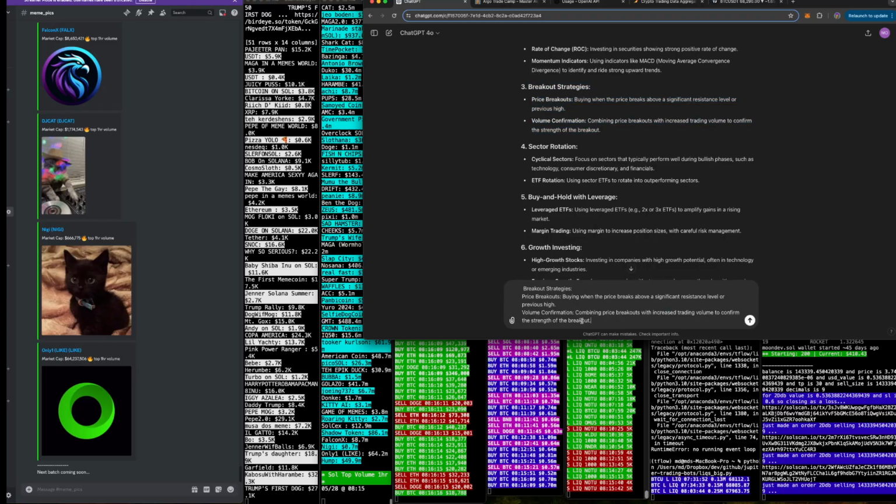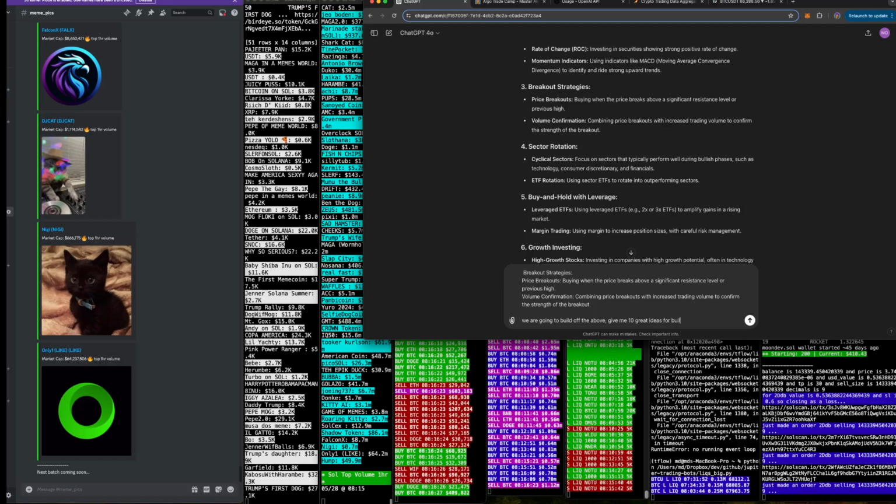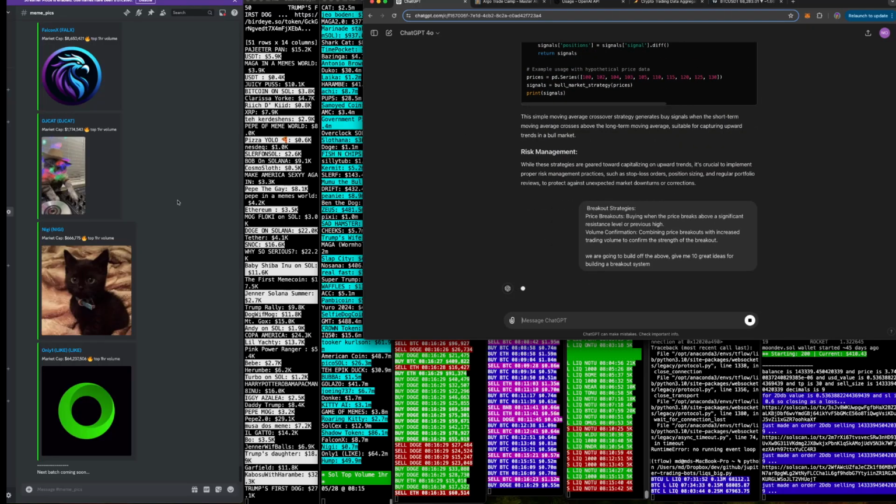Let's go ahead and say we are going to build off the above. Give me 10 great ideas for building a breakout system. I've got a couple as well, so I just want to get those going.